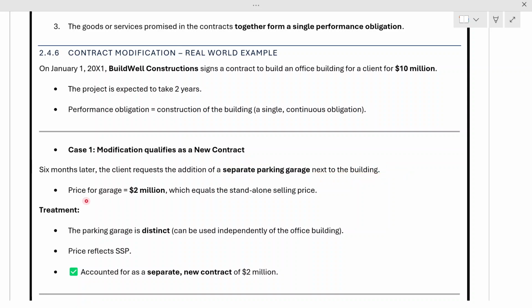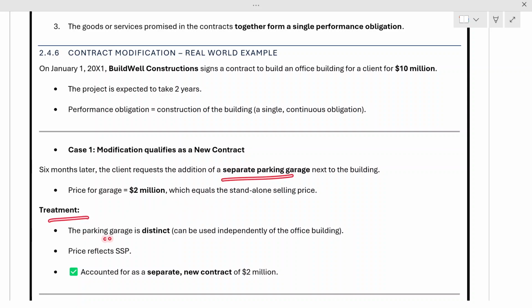The price for the garage is $2 million, which equals the standalone selling price. That simply means that even if someone reaches out to Buildwell, they charge $2 million for building this garage. So basically there is no effective discount or benefit given to the customer for getting a new work of creating a separate parking garage. This is the standalone price.